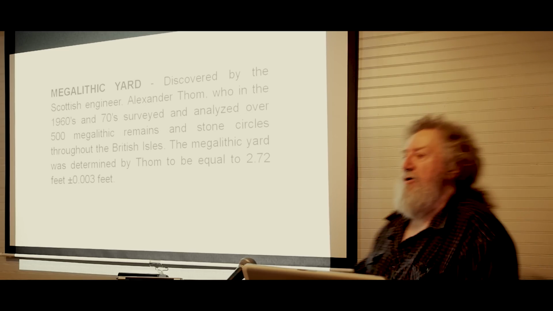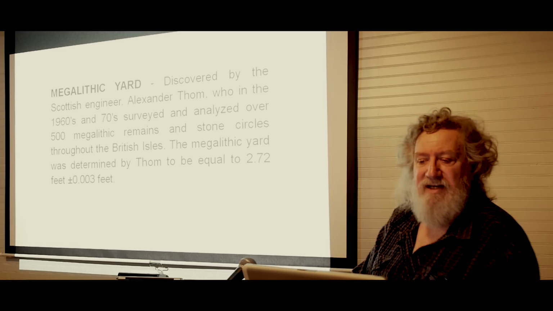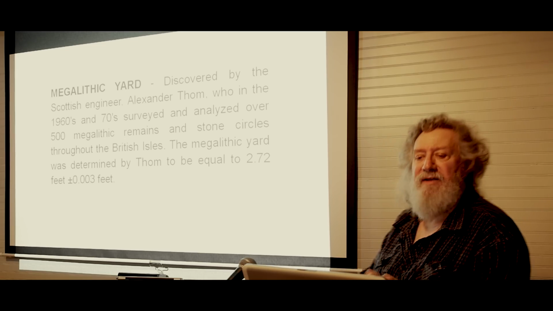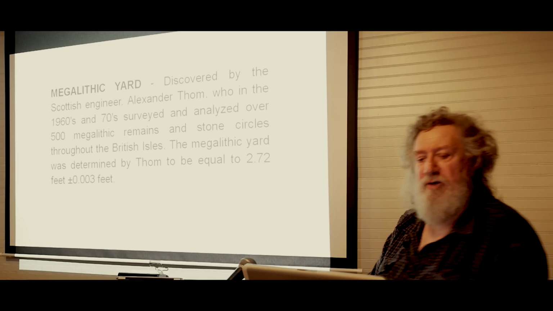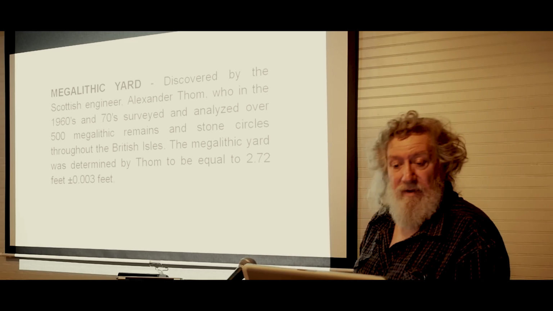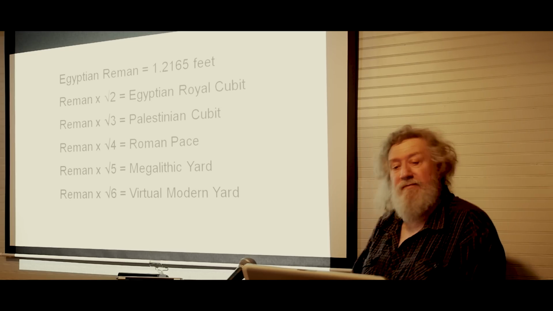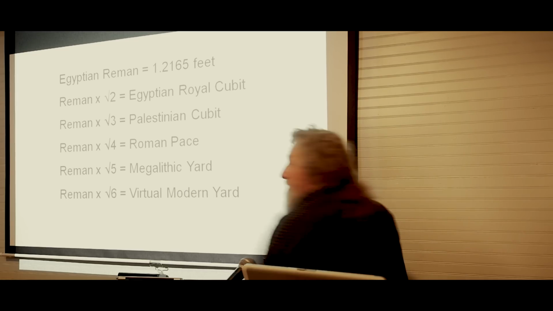And then Alexander Thom, who, as it says here, in the 1960s and 1970s surveyed and analyzed over 500 megalithic remains in stone circles throughout the British Isles. The megalithic yard was determined by Thom to be equal to 2.72 feet. Well, guess what? Here we go. Here is the sequence. Megalithic yard is the Riemann times the square root of 5.